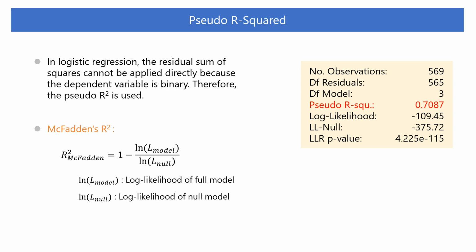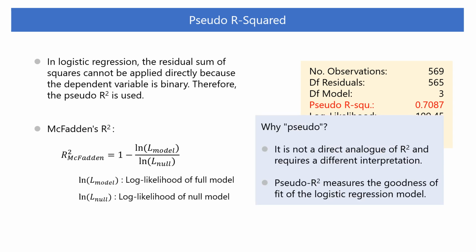One common method of calculation is McFadden's R squared, which is calculated by the following equation. Here, the denominator of the fraction is the log likelihood of the null model, and the numerator is the log likelihood of the full model. McFadden's R squared also takes values in the range of 0 to 1, but it is rarely as high as the R squared of linear regression and requires careful interpretation.